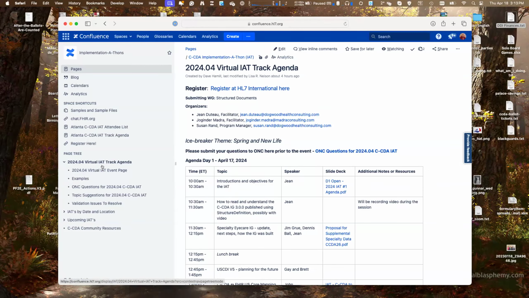Okay. And for those who know, again, same thing in the implementations page. There's Implementation-A-Thon's page. There's the agenda, and then there's the event page where Jaginder's been taking notes and putting in people's slides and things like that. So please take a look at that once we get that completed. Does anyone have any comments or any questions?